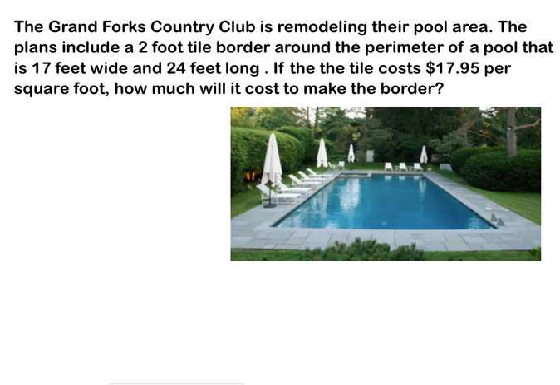A little application problem, so let's read it together. The Grand Forks Country Club is remodeling their pool area. The pool plan includes a 2-foot tile border around the perimeter of a pool that is 17 feet wide and 24 feet long. If the tile costs $17.95 per square foot, how much will it cost to make the border? Sometimes a picture is worth a thousand words. What's happening in this picture is we're trying to figure out how much this tile that is a border around this pool is going to cost, right?